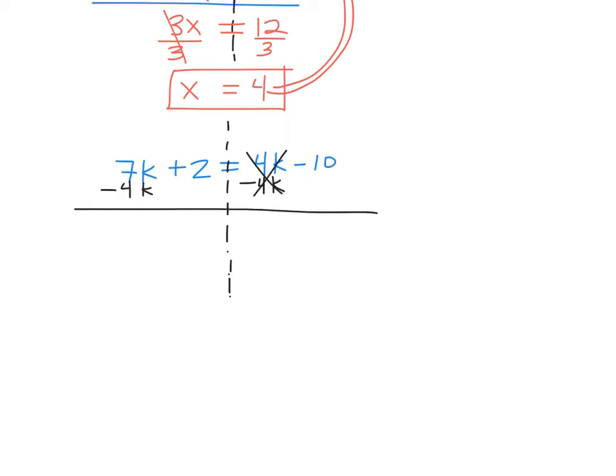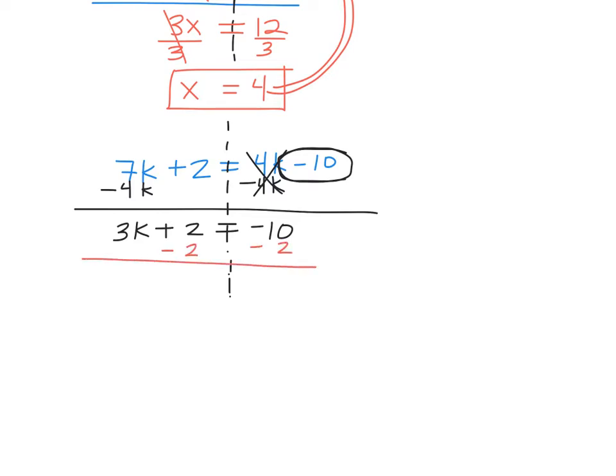And now we have 7k minus 4k is 3k. We still have our plus 2. Bring down our equal sign. And now here's where you have to be careful. This is not 10. It's minus 10. So we think of it as a negative 10. Okay, and now again, it's a two-step equation. So your next step here would be to subtract 2.